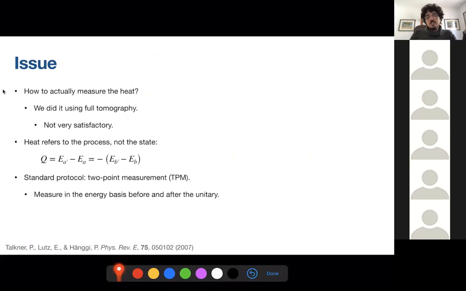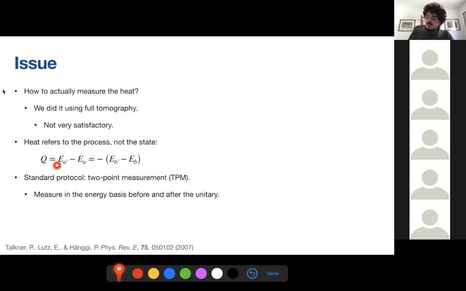In our paper, we kind of cheated, not so much, but a little bit, because we used full tomography. So we actually had the full density matrix of qubits A and B at different instants of time. And so from full tomography, we actually reconstructed the heat. But we would like to make it something observable, something that we can actually go there and just measure, like we would do in classical thermodynamics, or at least something that looks like that. So we can define heat stochastically as being the energy difference between the eigenvalues of system A or the eigenvalues of system B. These are equivalent definitions.